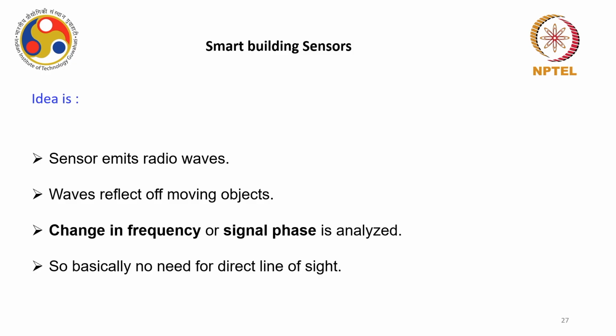The idea is very simple. You have a sensor which emits radio waves. These waves get reflected by the moving object. There is a change in frequency, or a change in the signal phase, which has to be analyzed. Basically you do not need a line of sight arrangement. The movement can be in any direction, the sensor can be placed in any direction, and the receiver can be at any place. As long as the signal is received, it can tell about the pattern of the moving object.